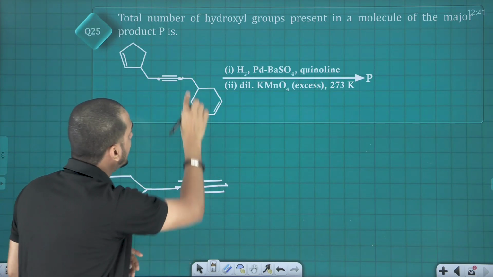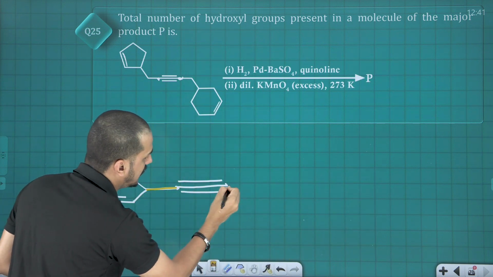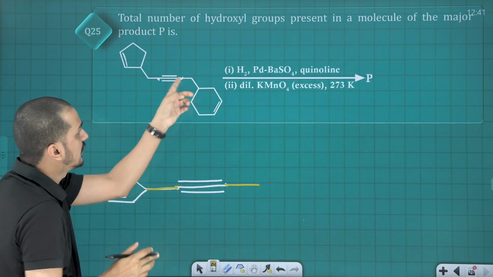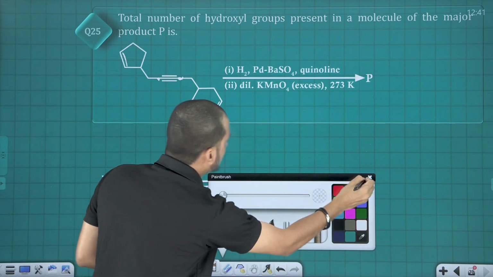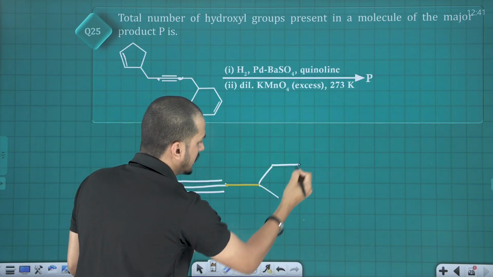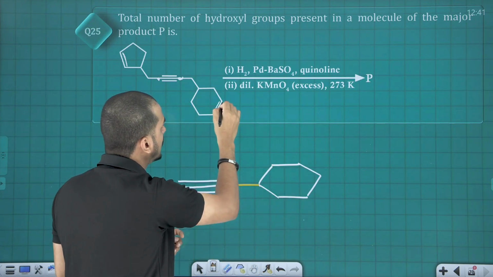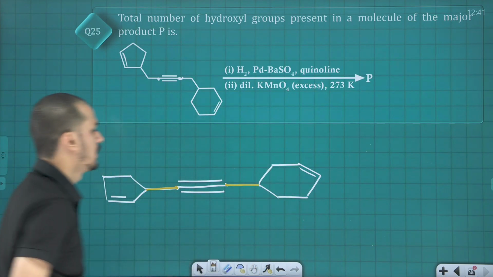Then again after this one I will show with the yellow color, then it will be better. Here carbon is there, here carbon is there. After that, this is connecting with what? It is connecting with a 6 carbon ring. This is our compound. In the second portion a double bond is there.